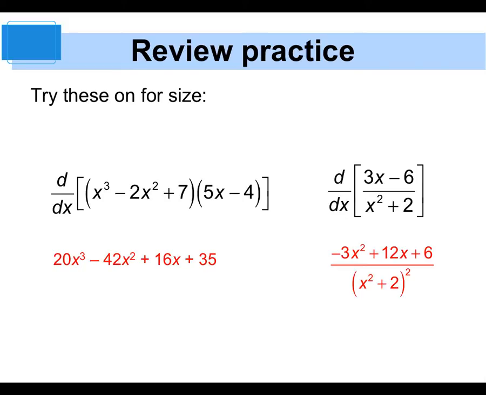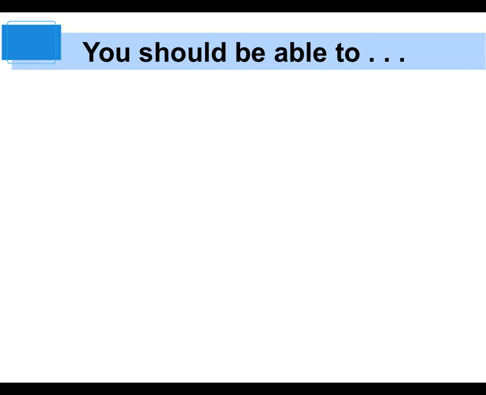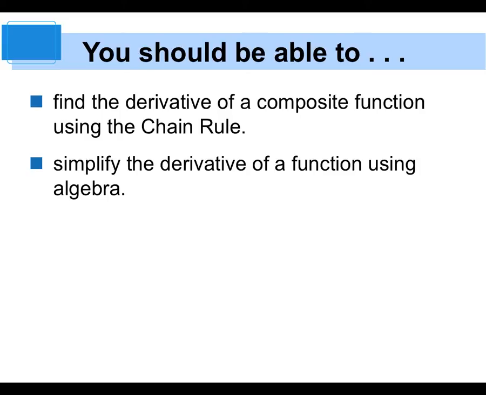Problems? No? Great. Let's move on then to the chain rule. Dun, dun, dun. All right. Chain rule is used mainly to take the derivative of composite functions. However, we can also use it to simplify a quotient rule. We'll get to that in a second.